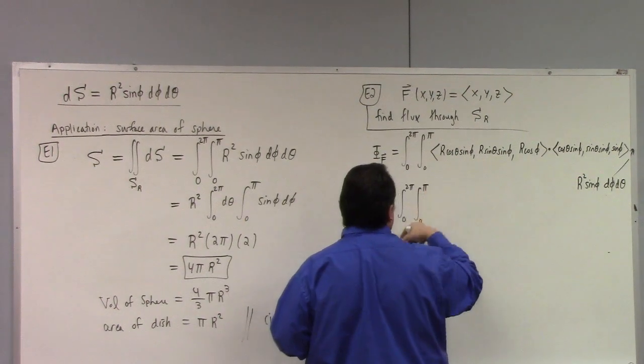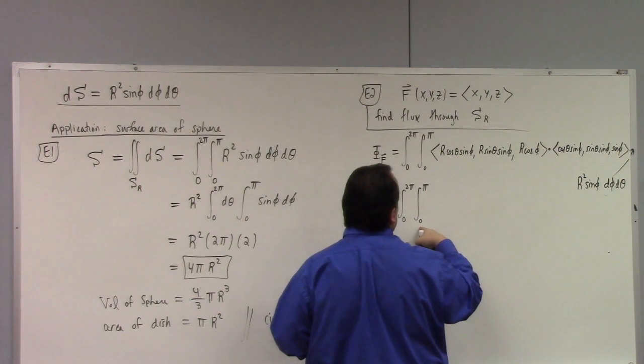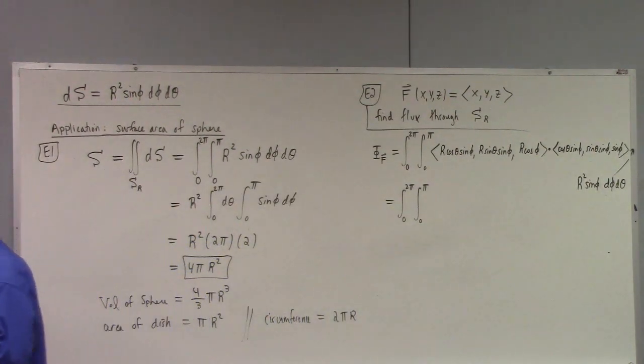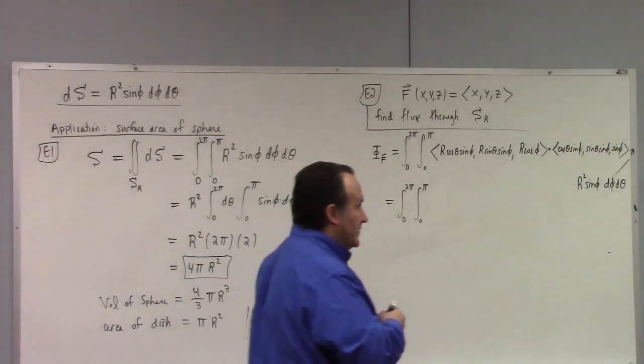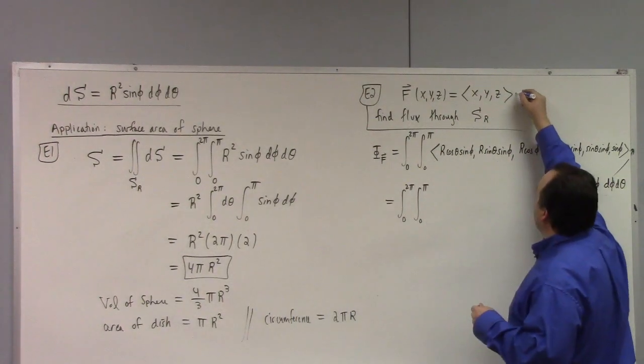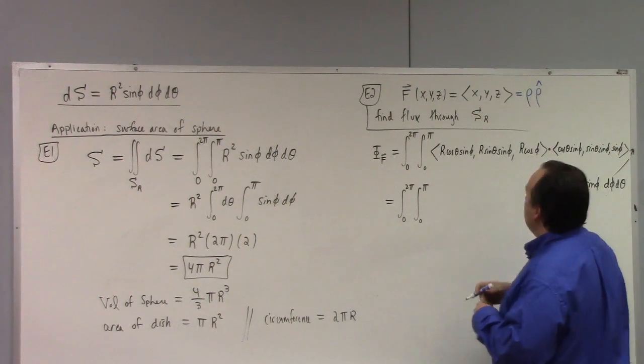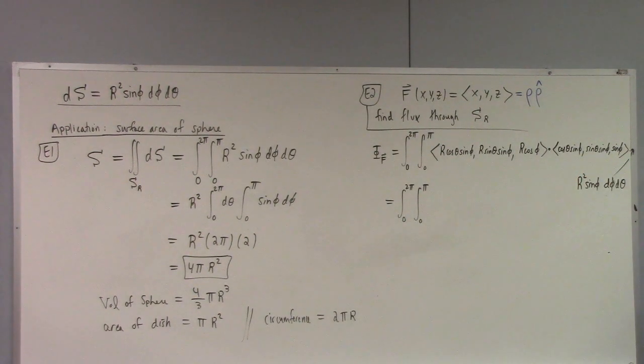We could also look at this integral from 0 to 2 pi, integral from 0 to pi, and we could use the spherical coordinate frame to make the calculation go nicer, all right? See, because what is this vector field in terms of spherical coordinates? It is nothing more than rho hat. Because rho is the square root of x squared plus y squared plus z squared, rho hat is xyz divided by the square root of x squared plus y squared plus z squared. That is exactly rho hat.